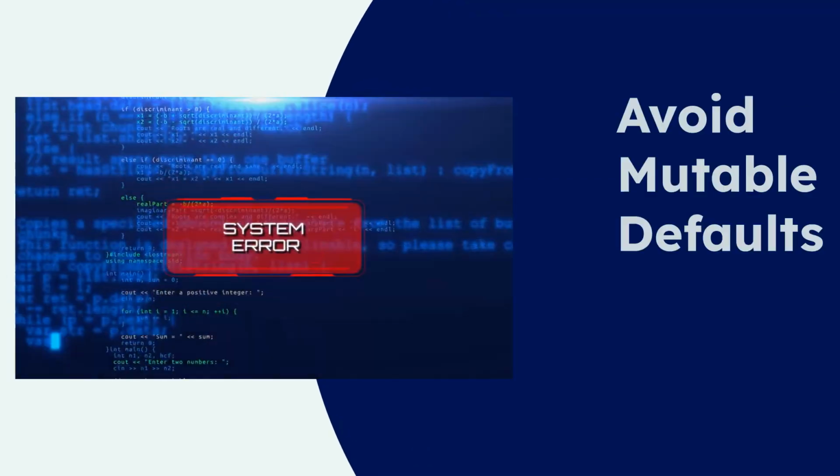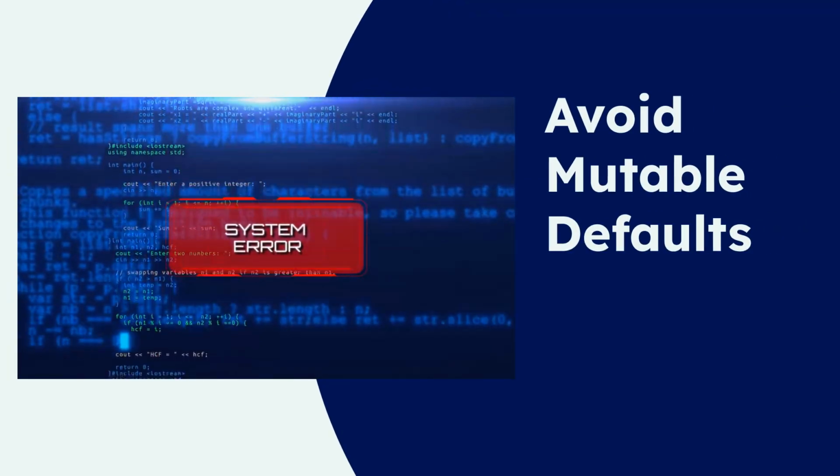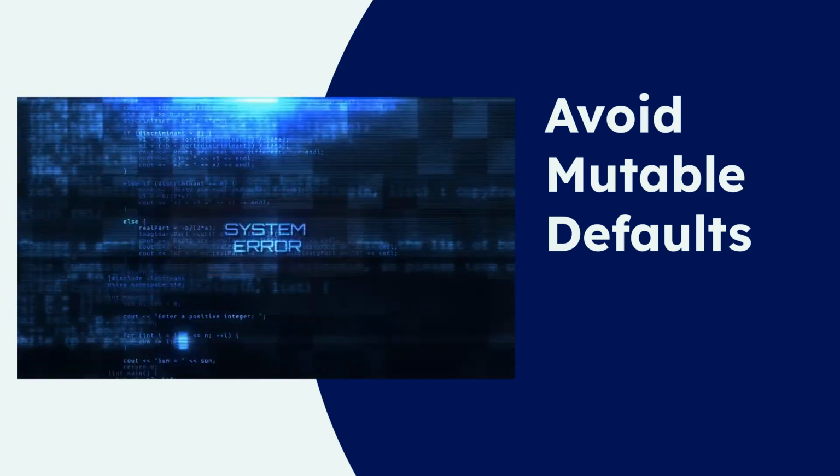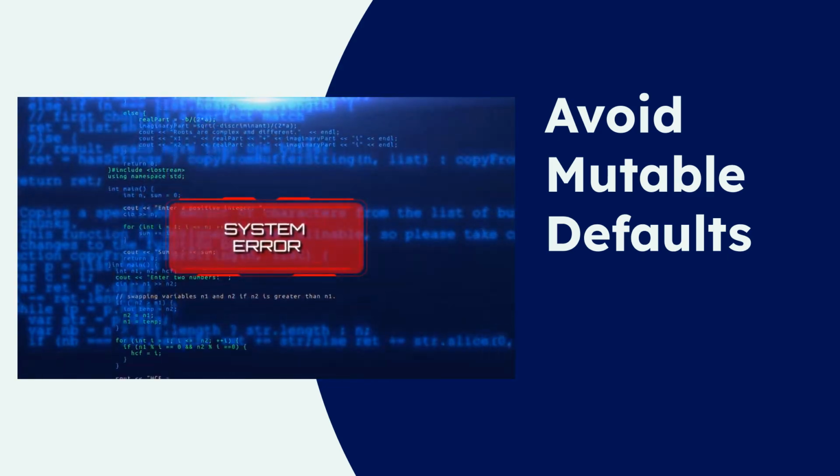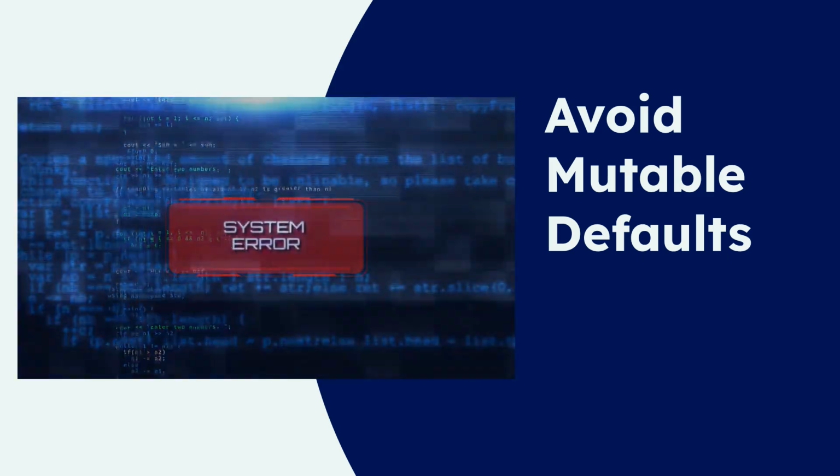A critical point: avoid mutable defaults like lists or dictionaries in your function definitions. Instead, use None as a sentinel and create new lists or dicts inside the function body.